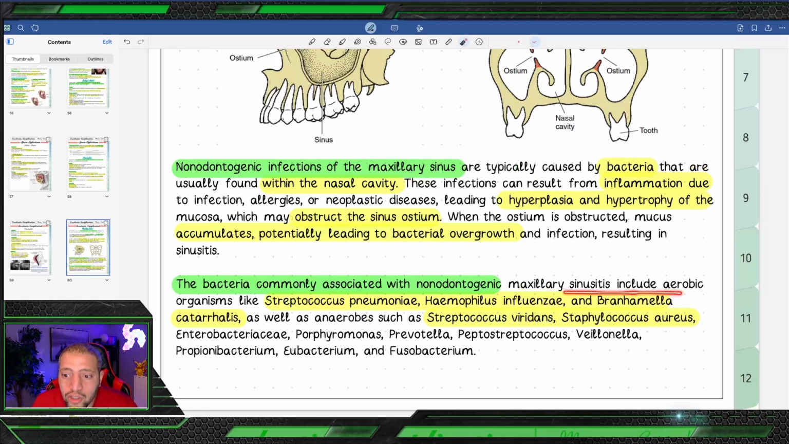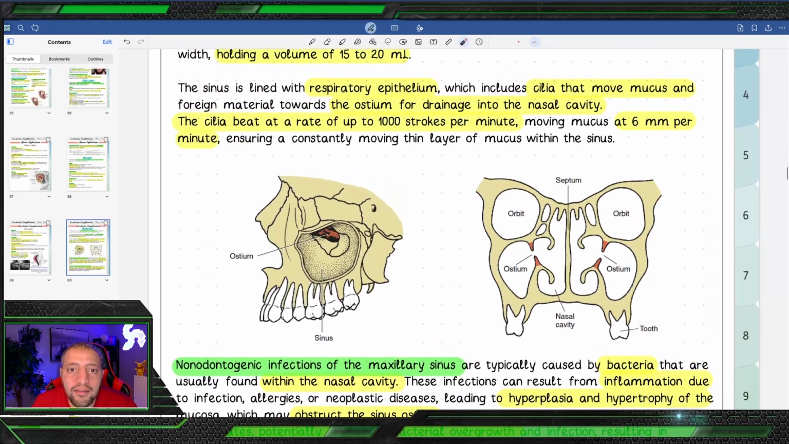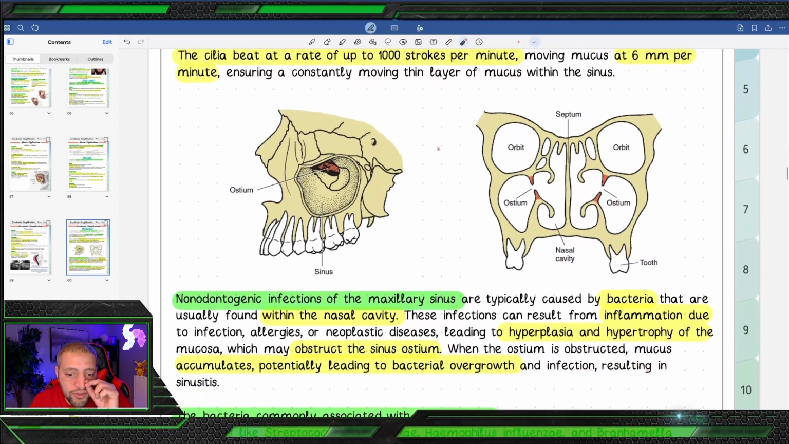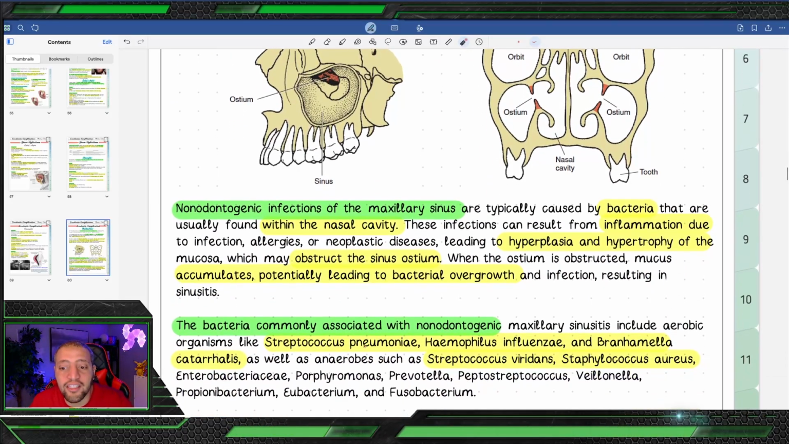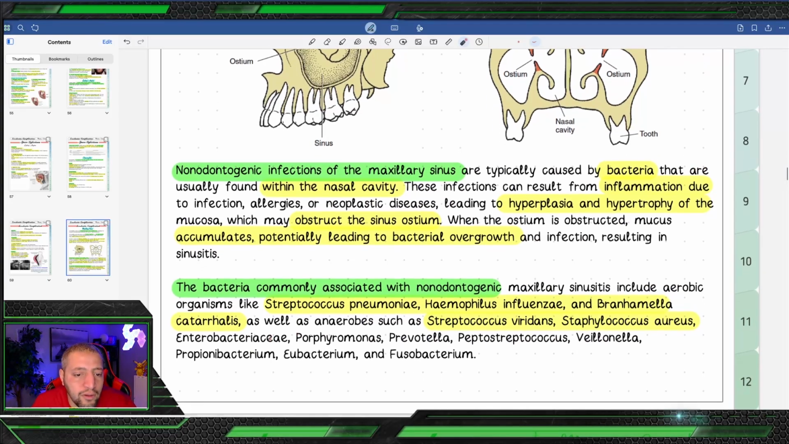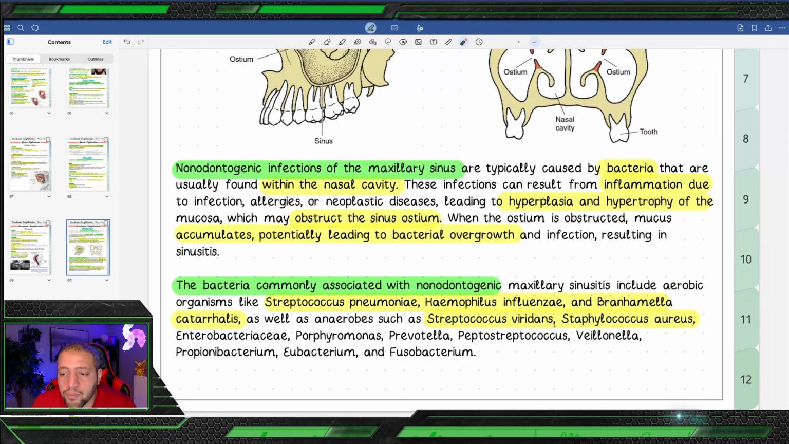So why? Because we said this is lined by respiratory epithelium. You see here, all these bacteria are not related to us as dentists: Streptococcus pneumoniae, H. influenzae, and Prevotella, as well as anaerobic Streptococcus viridans and Staphylococcus aureus. I don't encourage you to memorize it. Just know it, because this is one of the outlier questions.